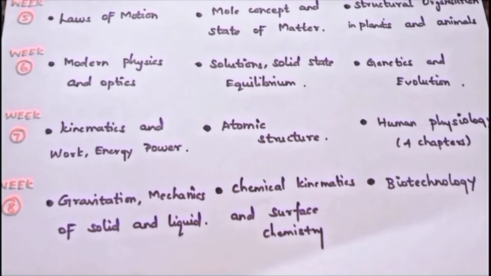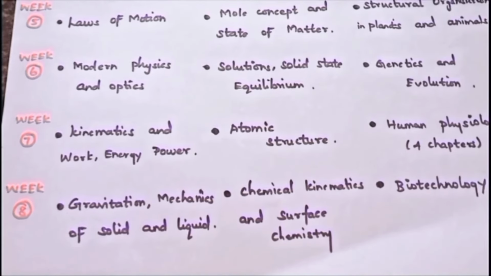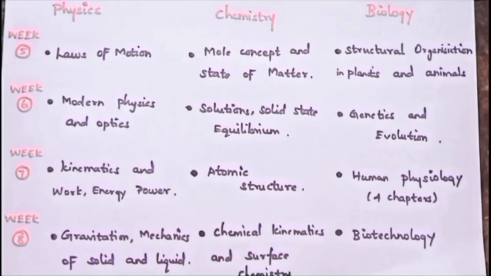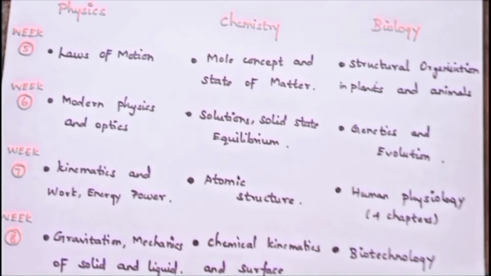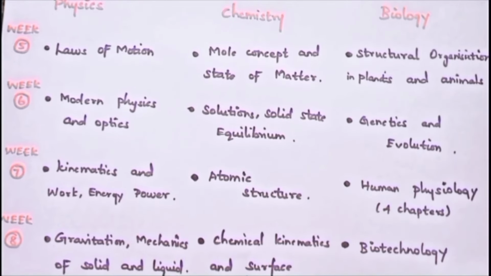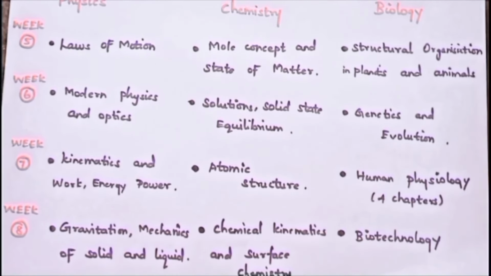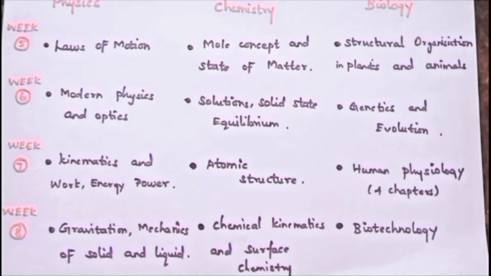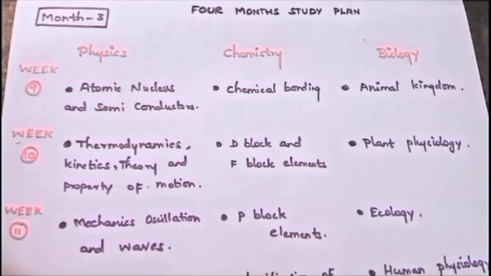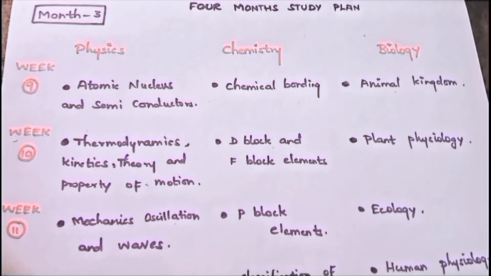Human physiology has 7 chapters in it. Okay, so we can split it into 4 for the 7th week and 3 for the upcoming week. Okay. 8th week, in physics, gravitation, mechanics of solids and liquids; in chemistry, chemical kinetics and surface chemistry; in biology, biotechnology. Third month study plan.